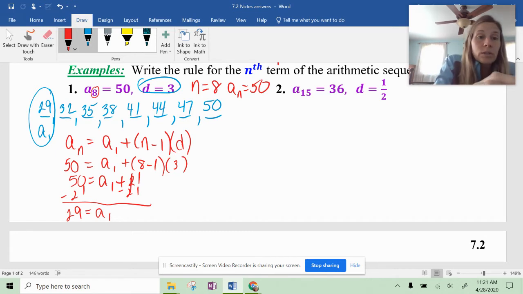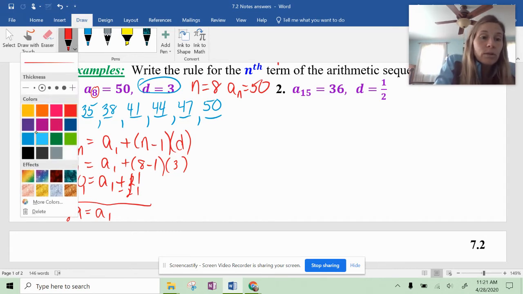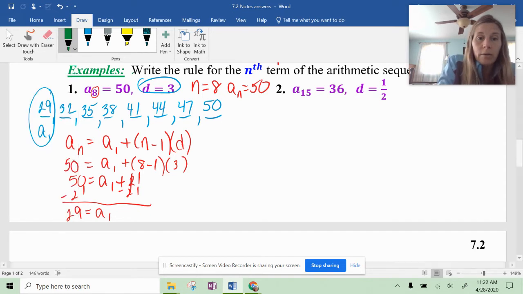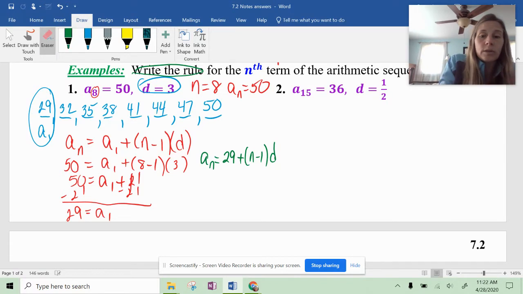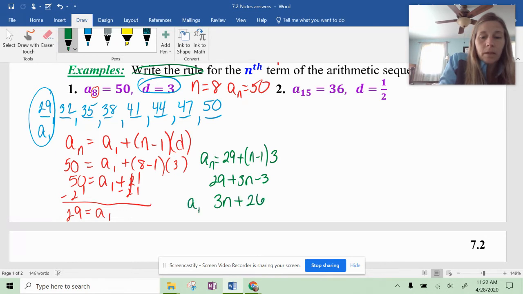Now, the trick is, once you get it, we now want to write our rule, which is the whole point of what we were trying to do, right? Write the rule here. So if I'm going to write my rule, my a sub 1 is 29 plus n minus 1 times d, which we know the d is 3. So I have 29 plus 3n minus 3. I combine my like terms. So 3n plus 26 is my explicit rule.